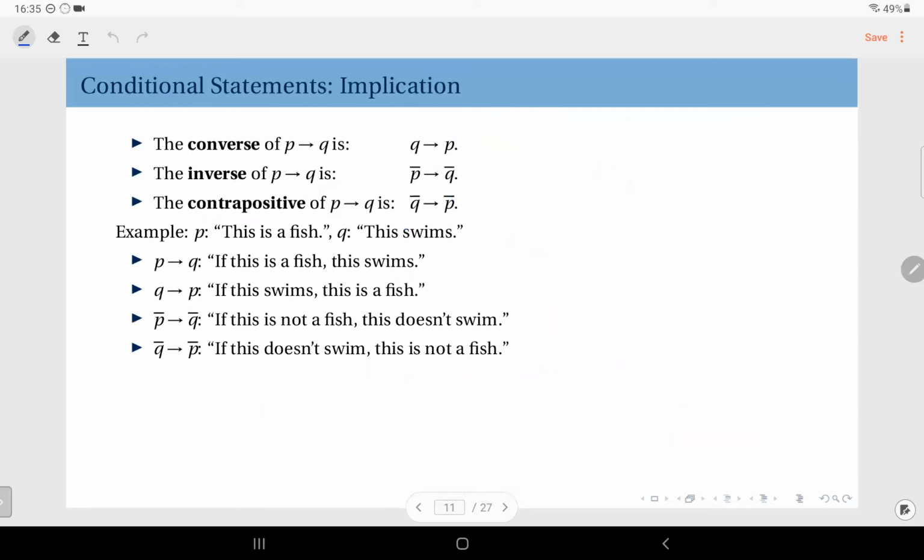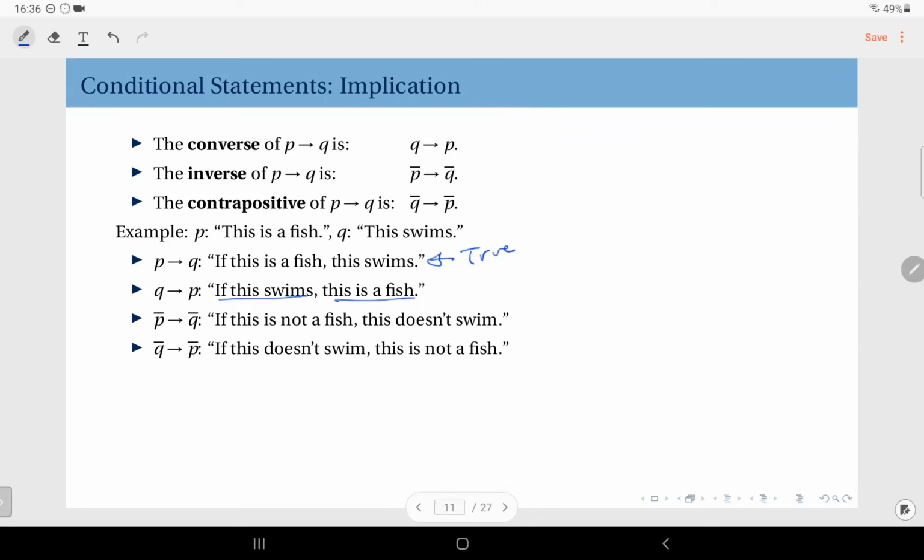Okay, here's an example, again, similar to our previous example. Let's assume P represents this is a fish and Q represents this swims. Now, this is the original implication. If this is a fish, this swims. And if you take the converse, that's Q implies P. If this swims, this is a fish, right? Now, in the general sense, obviously, the original is true. If this is a fish, it swims.